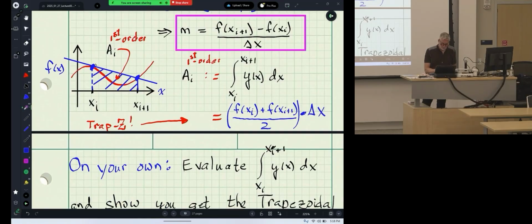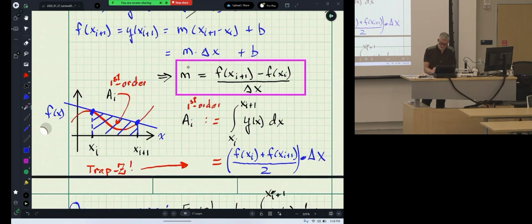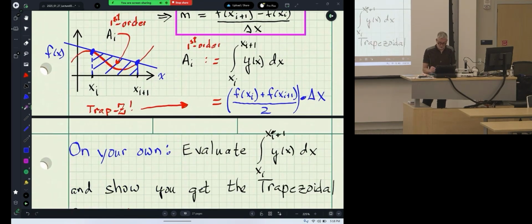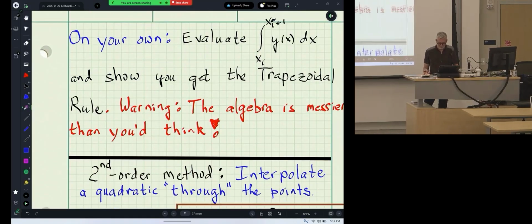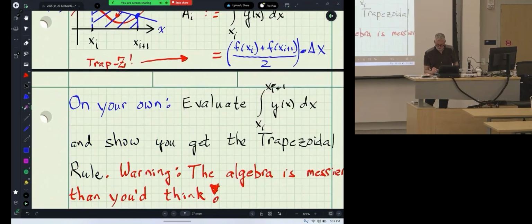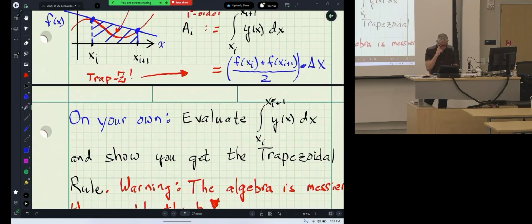Okay, so if you're doing a 0th order, then you just have a rectangle. So rectangles would be 0th order. The trapezoidal rule is a first order, and you can just check, if you integrate this function with m and b that we just computed, you get this. And so we're going to take a break. When we come back, what I want you to do is just do this integral and show that you get the trapezoidal rule.